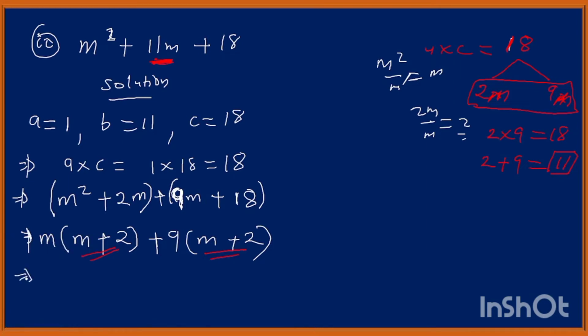So this is equal to, we retain one of the m plus 2. Then in another bracket, we take the outer m and the 9, so m plus 9. So that is the answer.